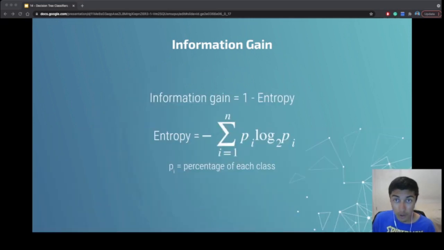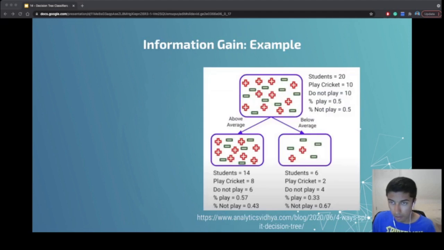Here's the formula for information gain, which as we mentioned is 1 minus entropy. Now here's also the formula for entropy, where P sub i is the percentage of each class. Here's a basic example for information gain, where the example is once again taken from Analytics Vidhya, where the feature is performance in class, which can suggest whether students play cricket or not.